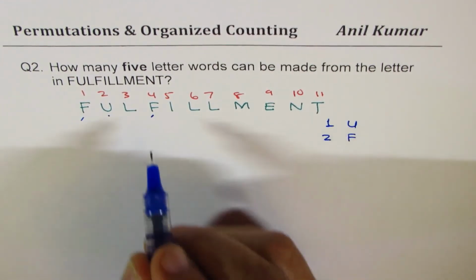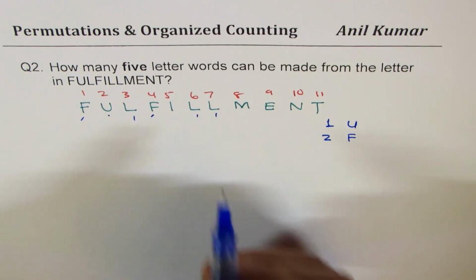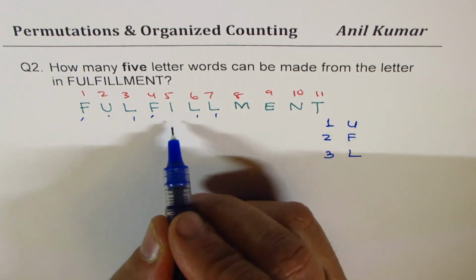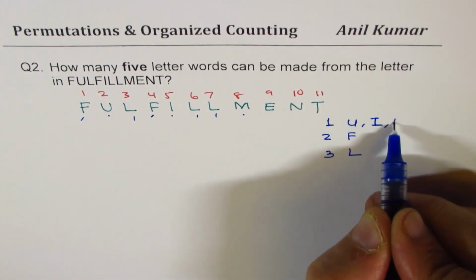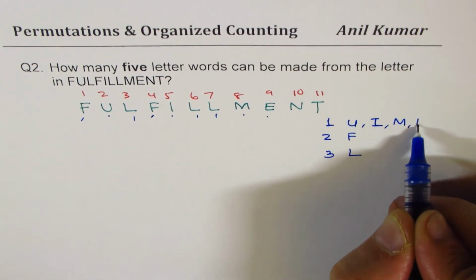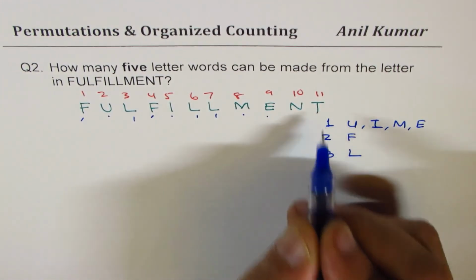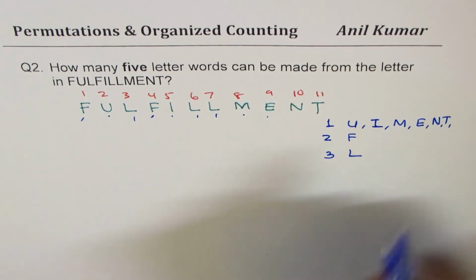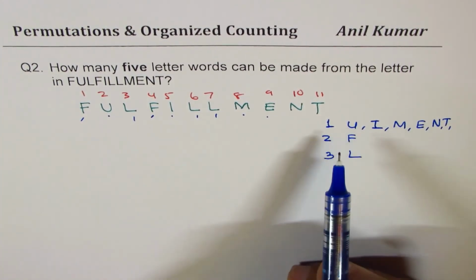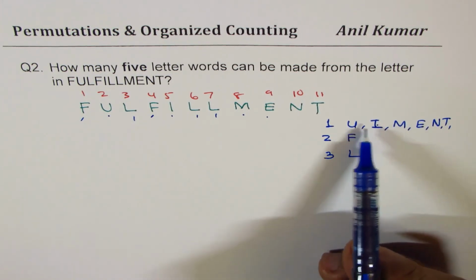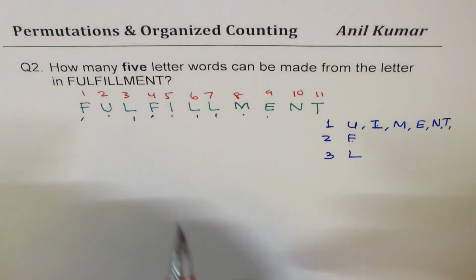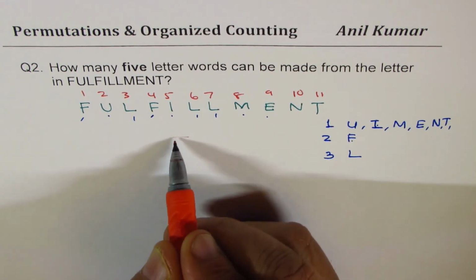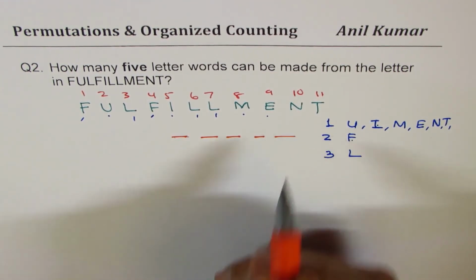So 1 U. L: 1, 2, 3. So 3 L's. I: just 1. And M: 1. E: 1. N and T also 1, right? So N and T. Okay, let's recount. 1, 2, 3, 4, 5, 6, 7, 8, 9, 10, 11. Perfect. Now we are looking for 5-letter words, right? 1, 2, 3, 4, 5.